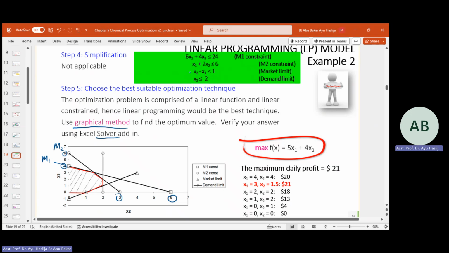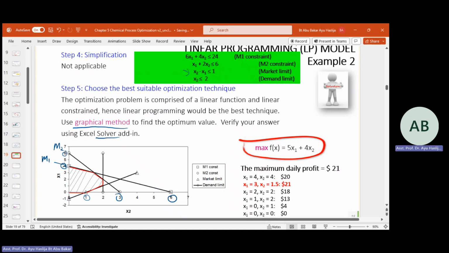Now, market limit constraint using this equation. Market limit is the triangle one. Okay, so you get this. When x2 equals to 0, x1 equals to -1. x1 0, you get x2 equals to 1.